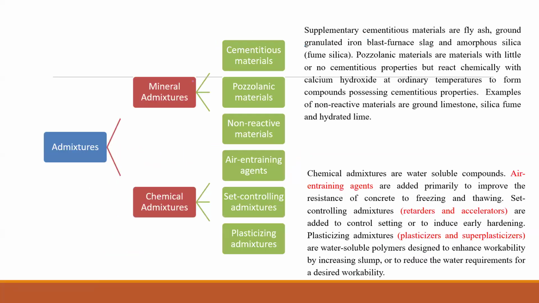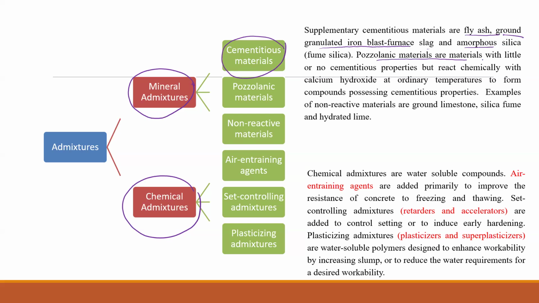So we can have mineral admixtures and also chemical admixtures. Mineral admixtures can be cementitious materials. We already talked about the cementitious materials. We can have pozzolanic materials, non-reactive materials. So these are some of the mineral admixtures. Supplementary cementitious materials are fly ash, ground granulated iron blast furnace slag, and amorphous silica.